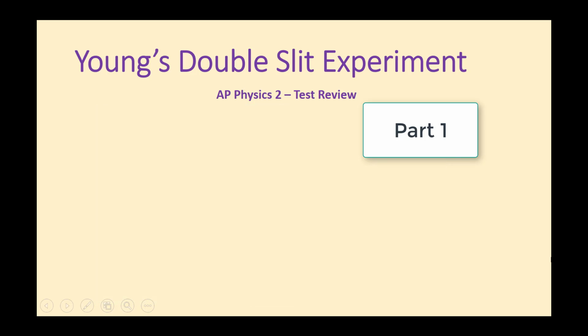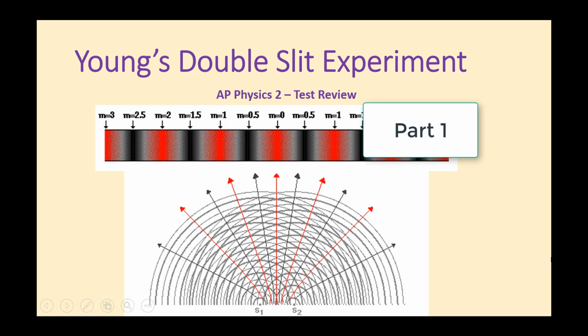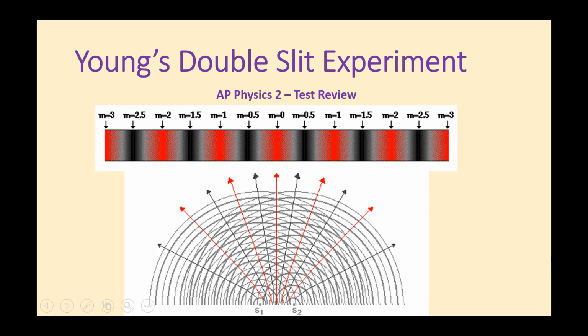This video is on Young's double slit experiment for AP Physics 2. The first question involves drawing a diagram showing all of the symbols that you use in the AP Physics 2 equation and relating them back to the equation and the diagram.